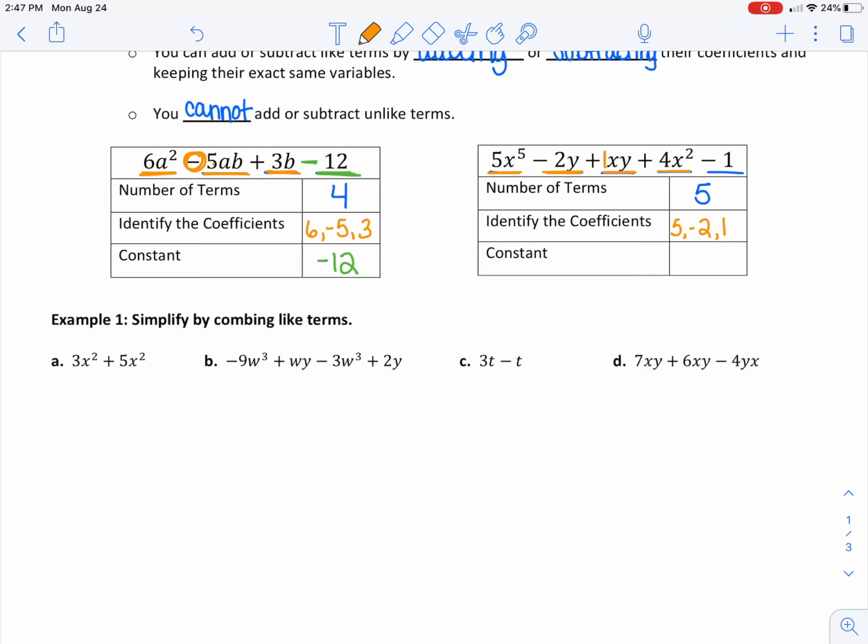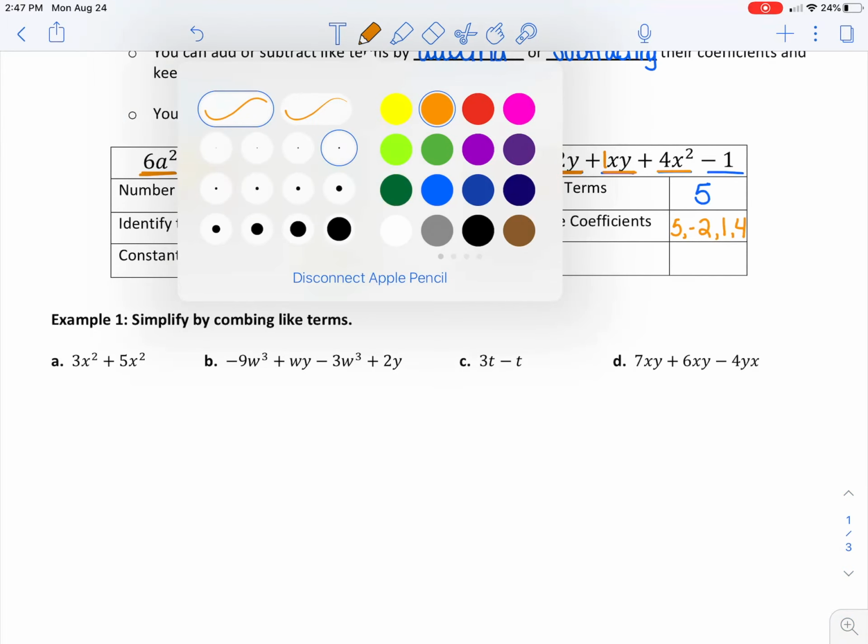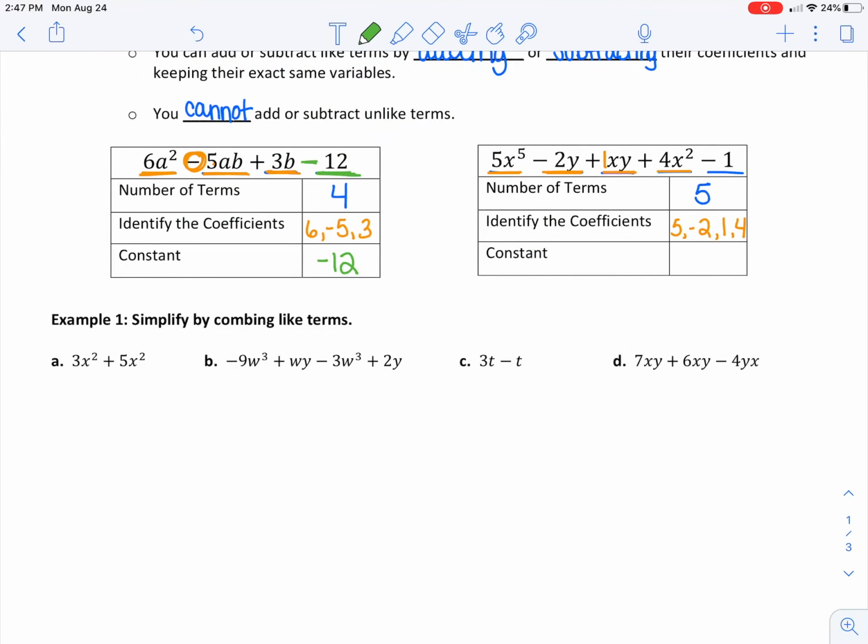Then we look at our next term. We have a variable there of x squared, and the number in front of that x squared is 4. Now we do have one term left. It's that negative 1 there. And since it does not have a variable, that is our constant. We don't want to just put 1. We want to make sure that we have that negative sign out front. So negative 1.